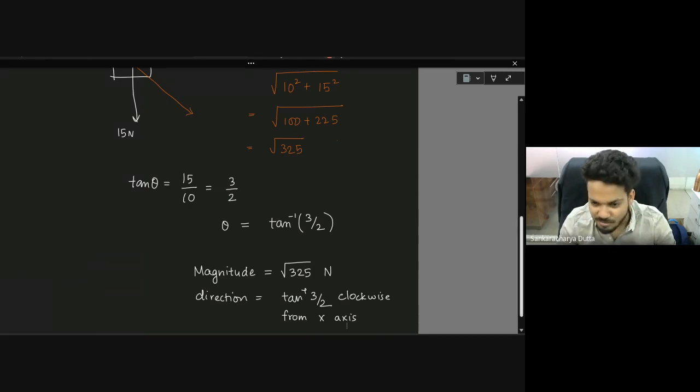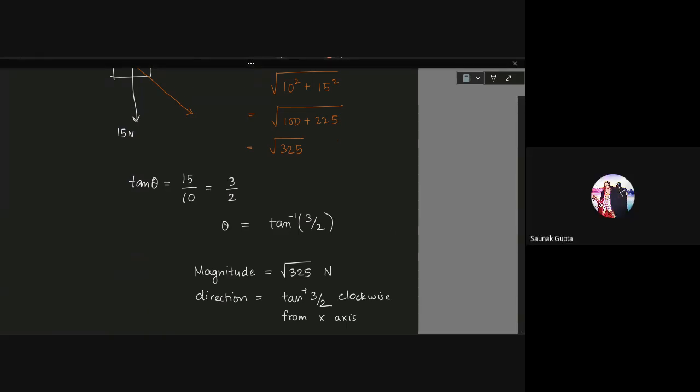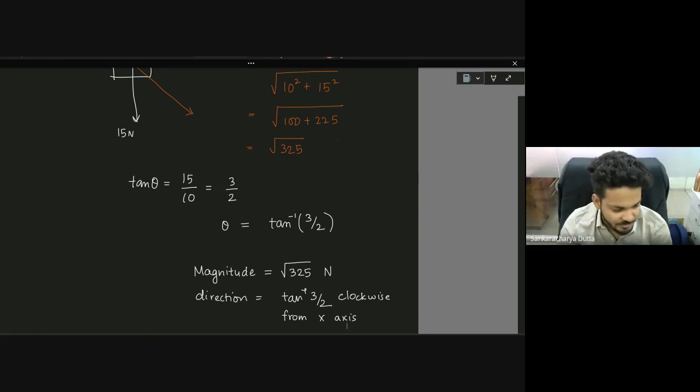Let me actually find out. Let me just Google this out. You guys Google it out. Is it possible to calculate this on paper and not on a calculator? No, it is not. Guys, tell me what is the value of tan inverse 3 by 2. Google it out.